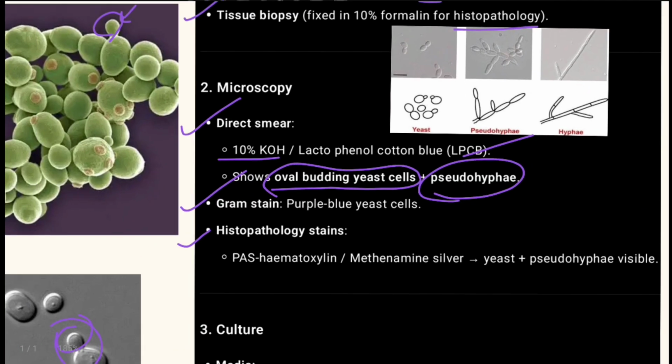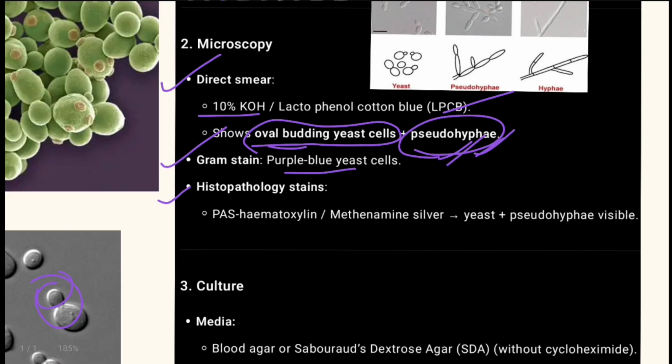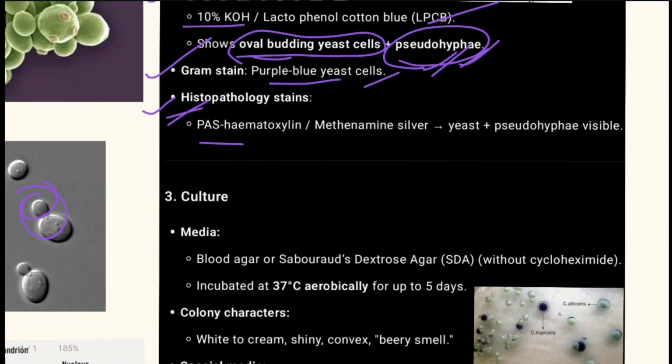Now things will get clearer, because we already know what the yeast cells are and what the pseudohypha is. So in direct smear, we will visualize oval budding yeast cells and pseudohypha. In Gram stain, the yeast cells will look purple to blue in color. And in histopathological stains, many different stains such as hematoxylin can be used.